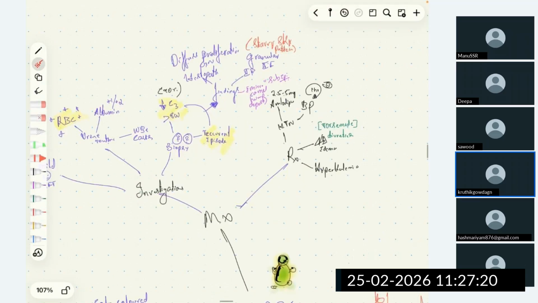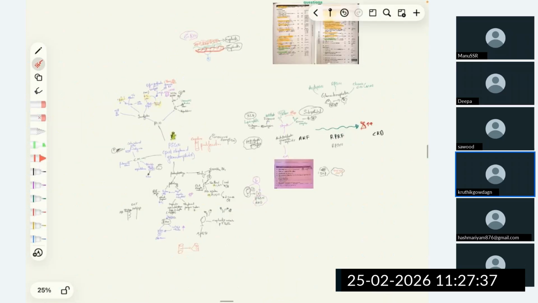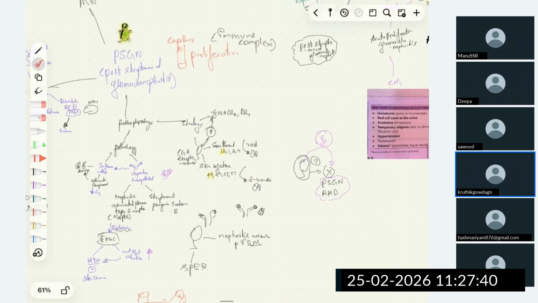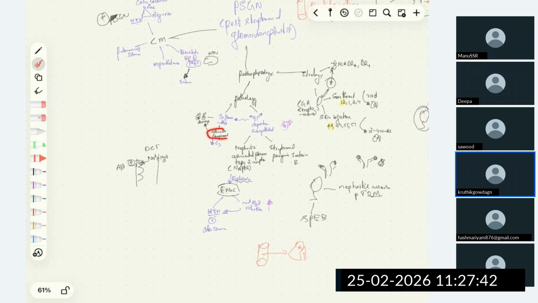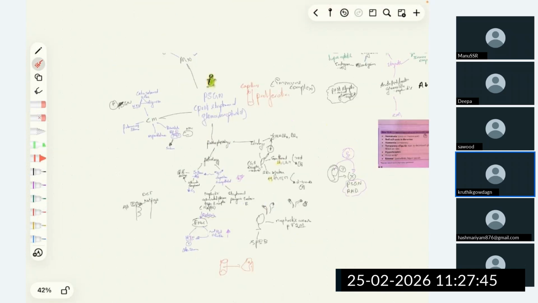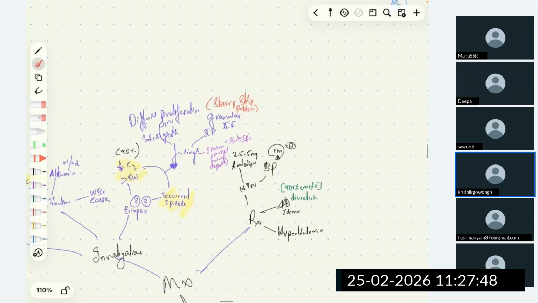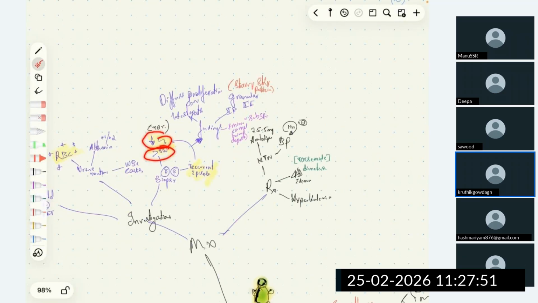Now, coming on to renal biopsy. Renal biopsy we don't do in all patients. Renal biopsy will be done only when C3 is reduced for more than 8 weeks, because in PSGN we saw the alternate complement system is activated, which consumes C3 protein. So if the C3 is reduced for more than 8 weeks, then we should consider renal biopsy. And also in case of recurrent episodes of PSGN, we should consider a renal biopsy.